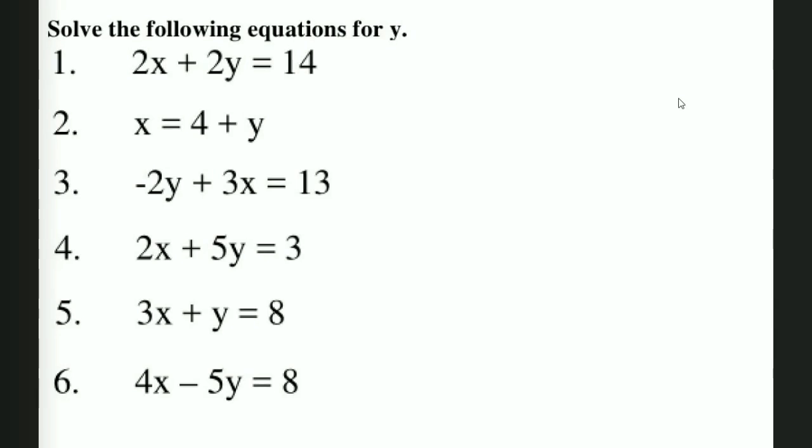Let's do it. Okay, we have number 1, number 2, number 3, number 4, number 5, and number 6. And we're going to solve the following equations for y. If you see this on the SOL, what it means is you have to take each equation and make it so that it says y equals something times x plus or minus some other number. Okay, so let's take a look at these.